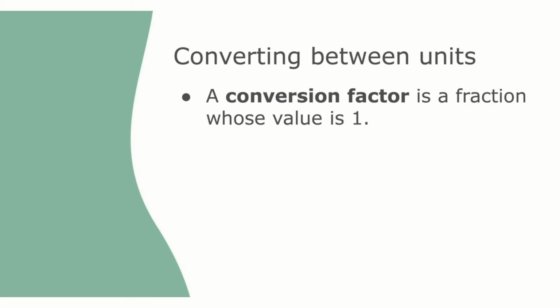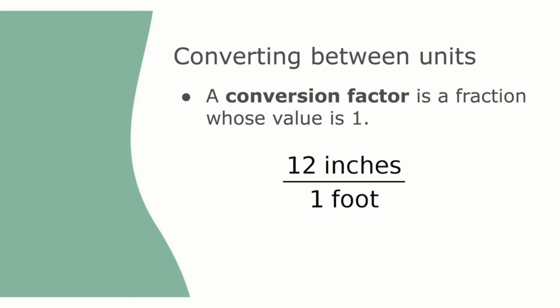So, what is a conversion factor? It's actually a fraction whose value is 1. For example, you know that 1 foot is equal to 12 inches. But 12 inches over 1 foot is just equal to 1. What is the reason that it is just a 1? Why is it that 12 inches over 1 foot is just 1?